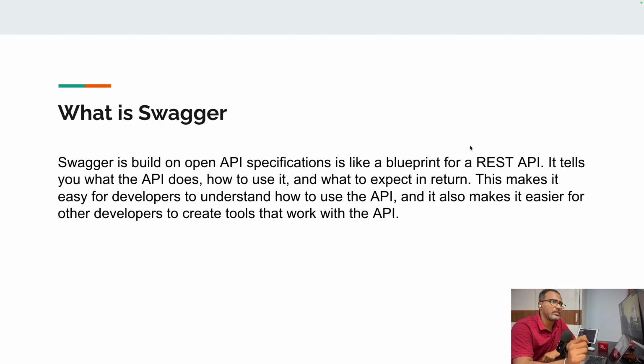So Swagger is built on open API specification. It's like a blueprint for your REST APIs. So it tells you what API does, how to use it, and what to expect in return. So this makes it easy for developers to understand how to use the API, and it also makes it easier for other developers to create tools that work with other APIs. So it says in a very short, Swagger is used to document your REST APIs or typically any APIs.